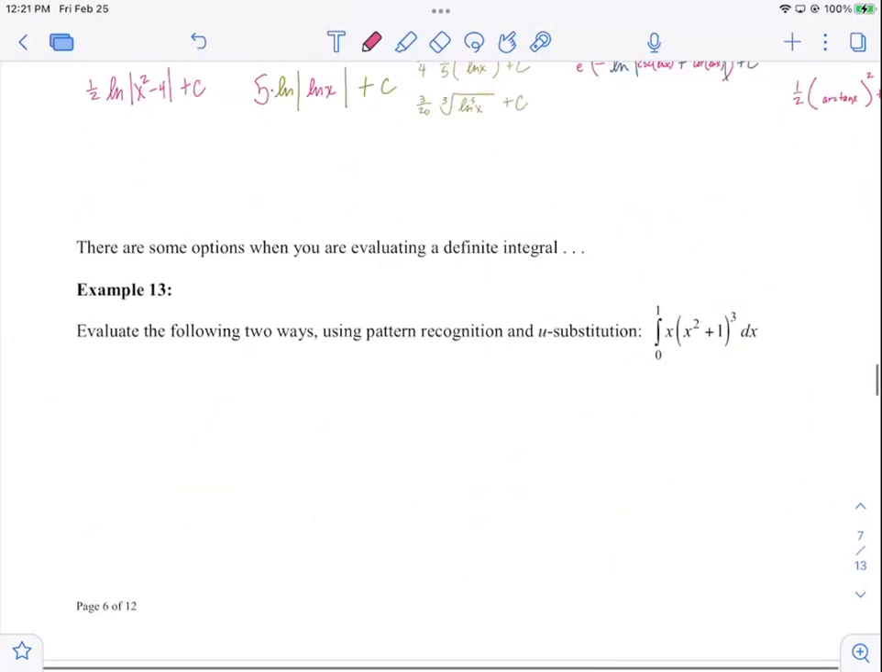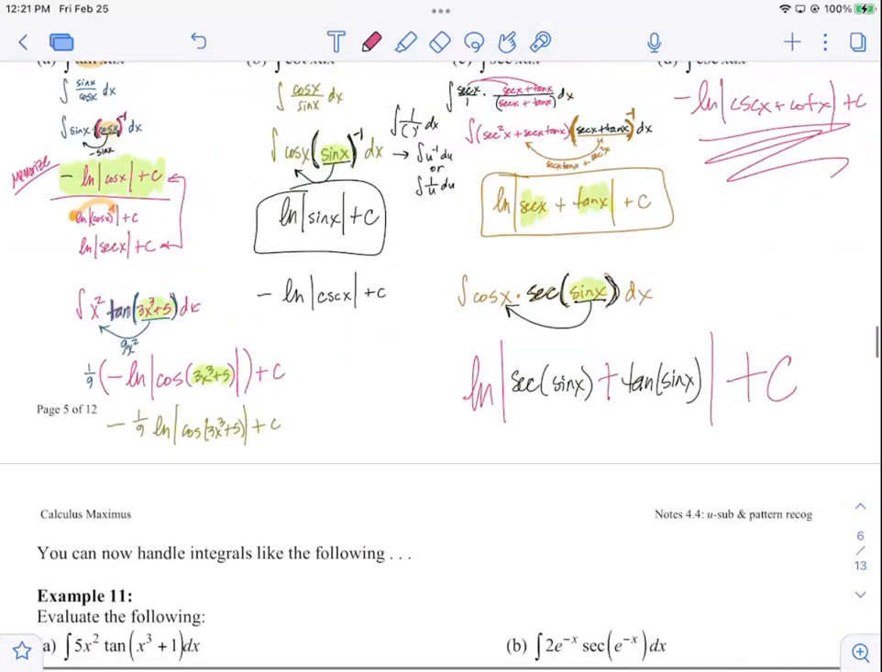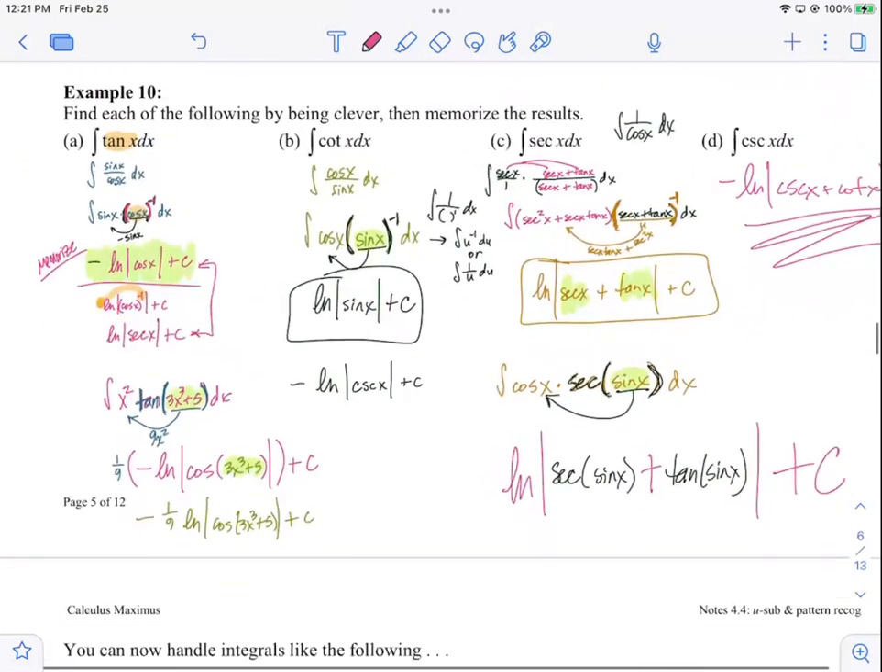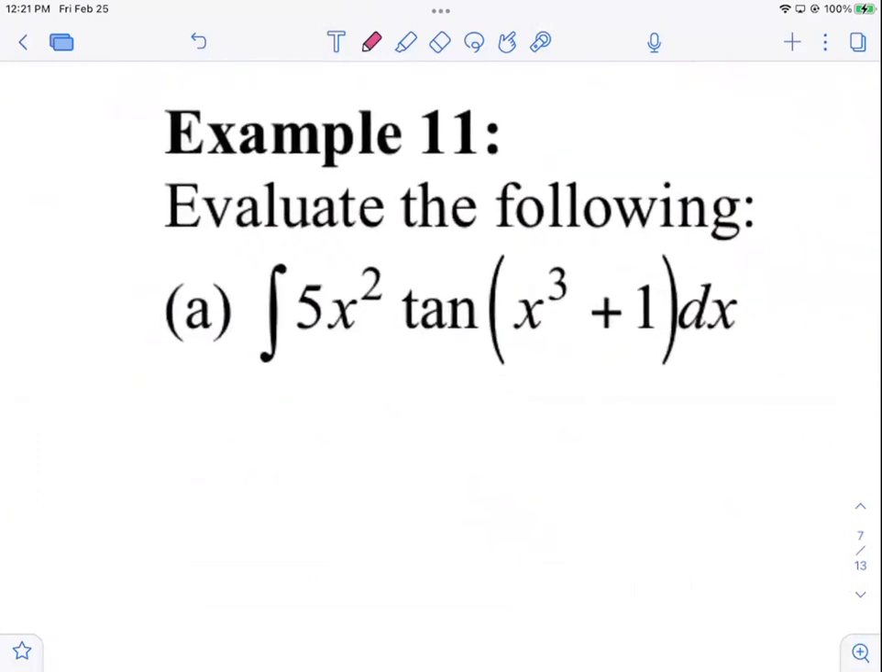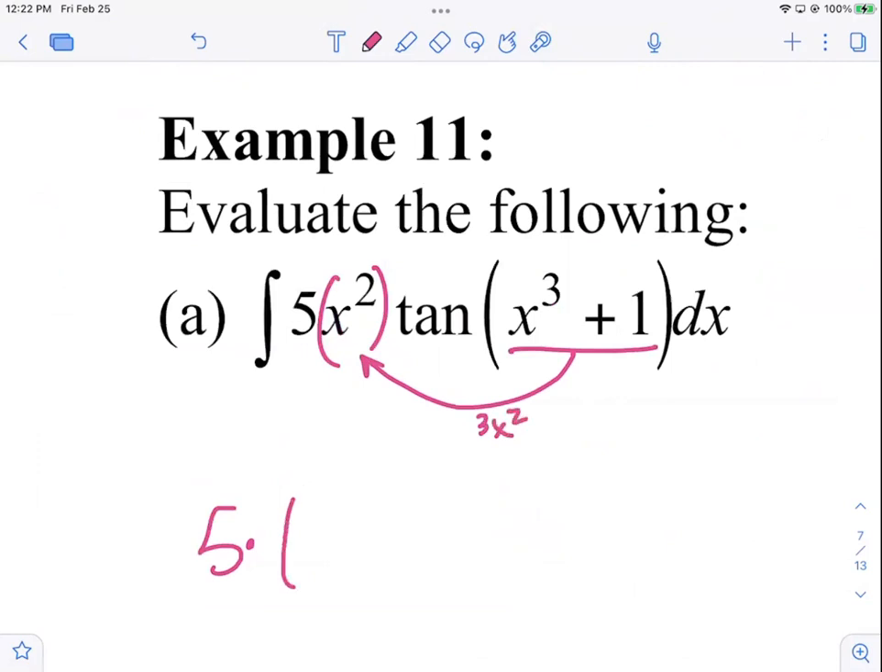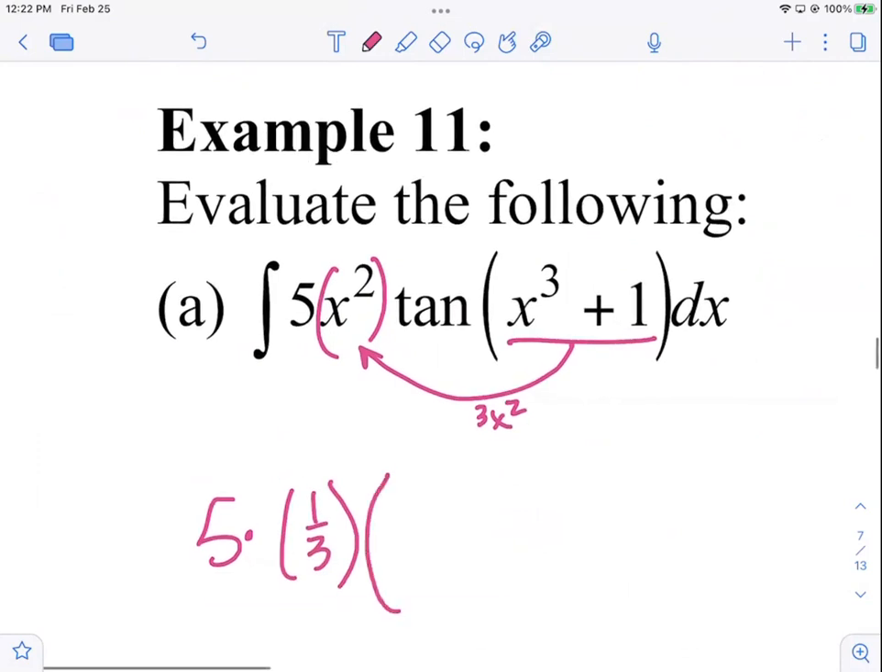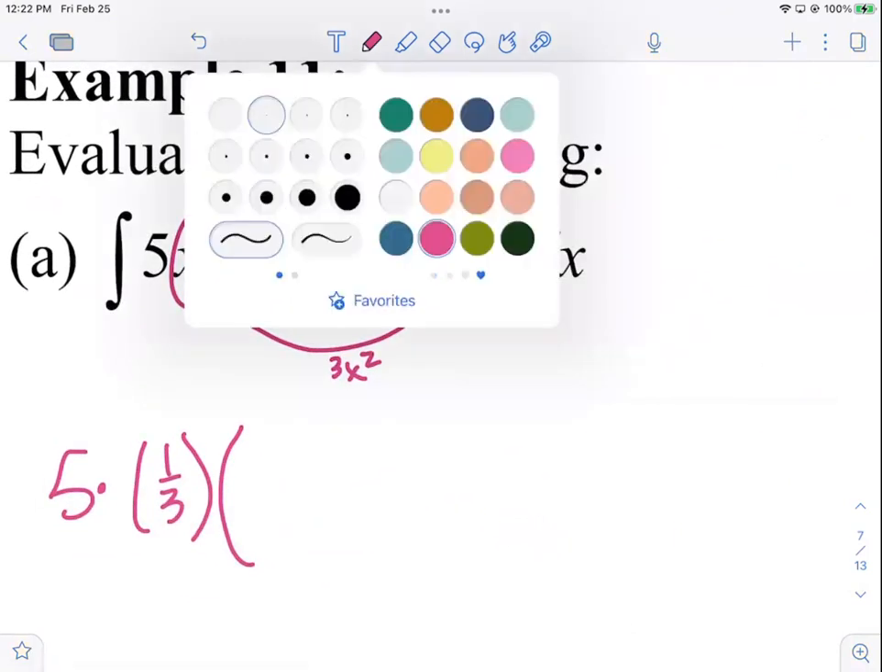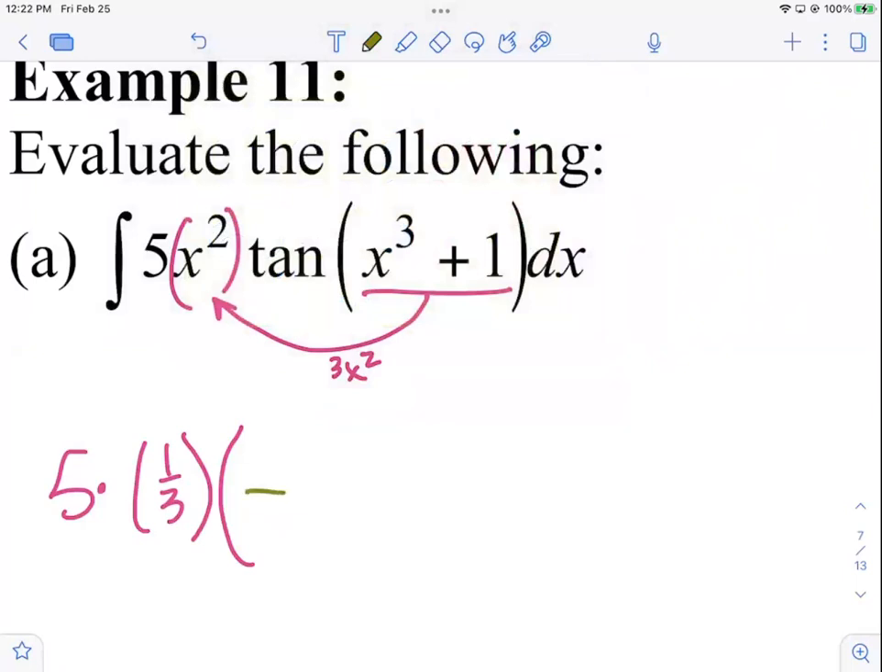Well, example 11 I skipped because I actually did an example of each type extra on example 10. But let's backtrack to example 11. X cubed plus 1 is the inside function. The 5 is already in the answer. The derivative of x cubed plus 1 is 3x squared. We're off by a 3, so we have a correction of a third. What is x cubed plus 1 inside of? It's inside of tangent. What's the antiderivative of tangent of blob? Negative natural log of the absolute value of cosine of blob plus c.